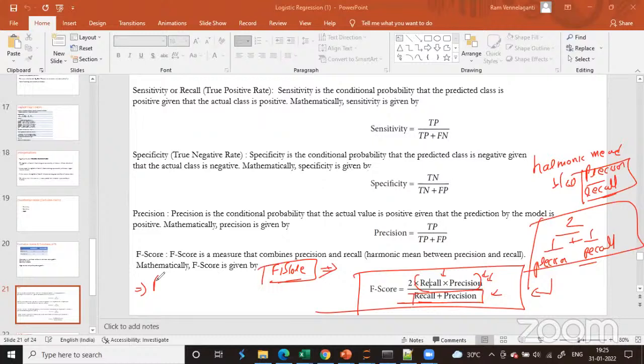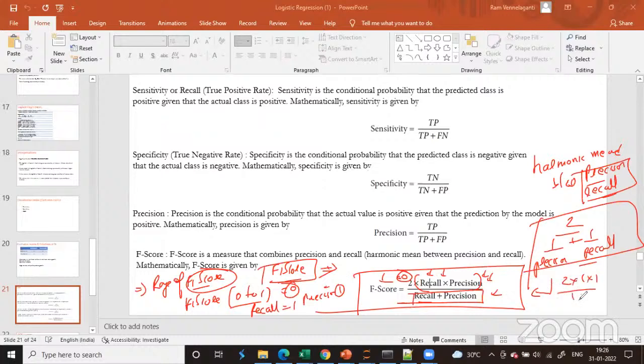What is the range of F1 score? F1 score is going to lie between 0 and 1 for us. Imagine the recall value for your model is 0. Then your F1 score is going to become 0. If your recall and precision value is 1, then what is going to happen? 2 into 1 into 1 over 1 plus 1. This value is 1. So the F1 score value is going to lie between 0 and 1. These are the limits for your F1 score.